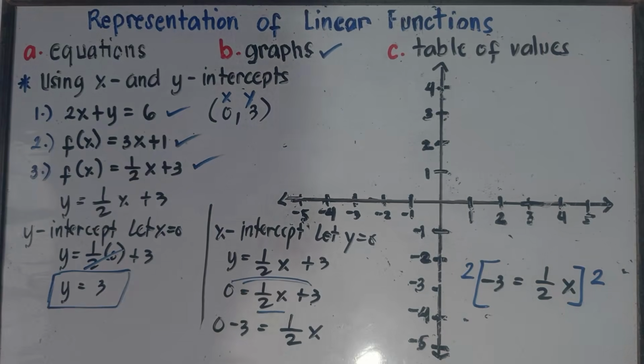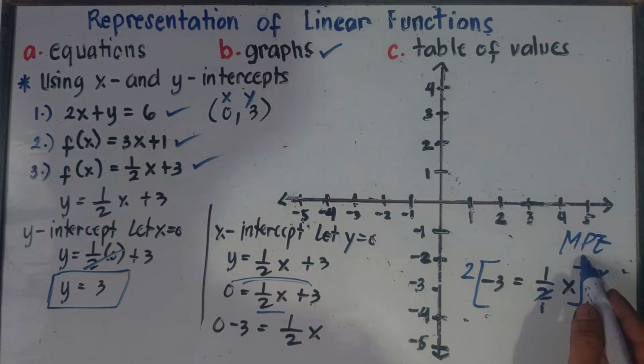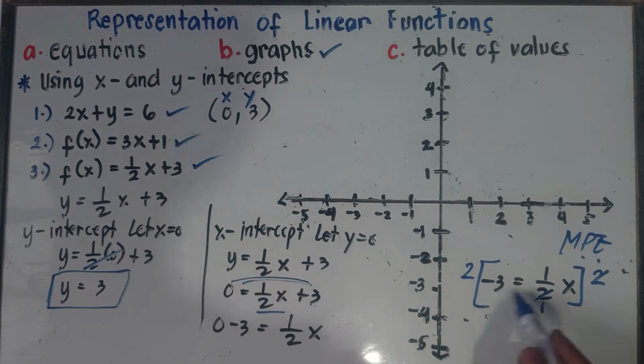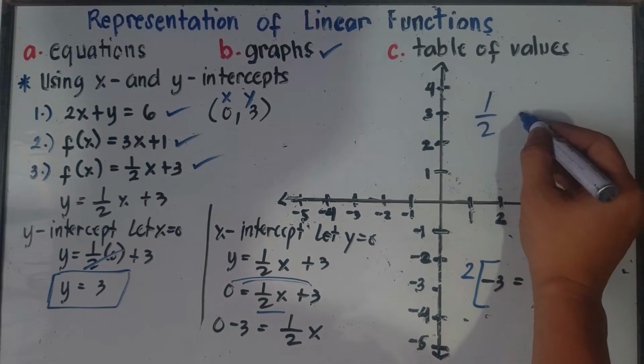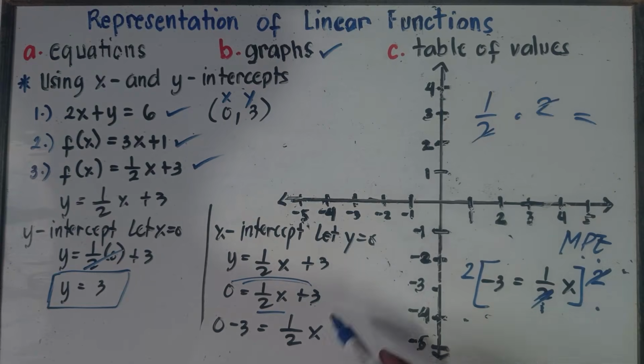Now, you'll be asking, why is that, sir? So that you can cancel this out, because it would be really complicated if you're dealing with fractions. You need to remove the denominator. You need to apply MPE, the multiplication property of equality. Question, sir, why do we need to multiply both sides by 2? So that you can cancel this out, because 1 half times 2, you can simply cancel that out.